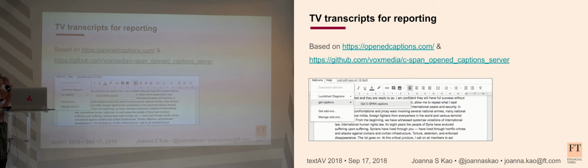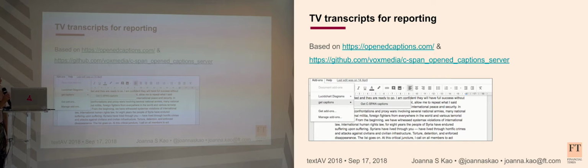So something that we did was we used opencaptions.com. Someone named Dan Schultz, who was here last year, built a piece of software that sits somewhere in the MIT Media Lab, I think still. And essentially it takes captions from C-SPAN and it just spits it out into a web page. And then we also took some work that Vox did maybe a couple of years ago, which takes all of that and makes it possible to stream to a Google Doc.